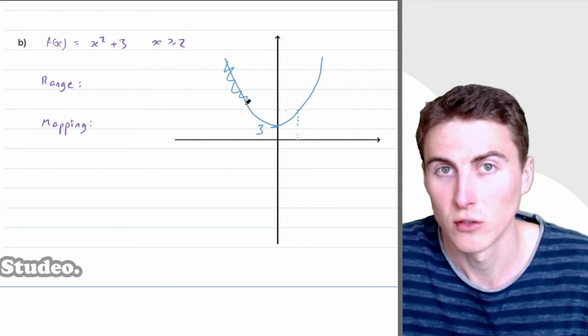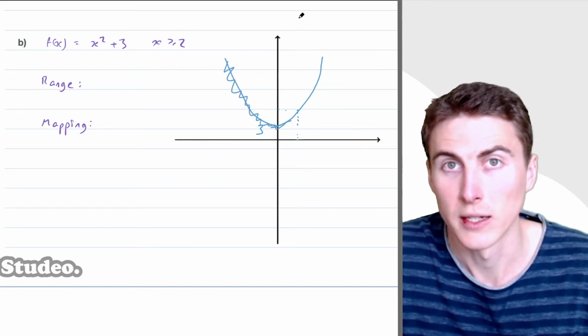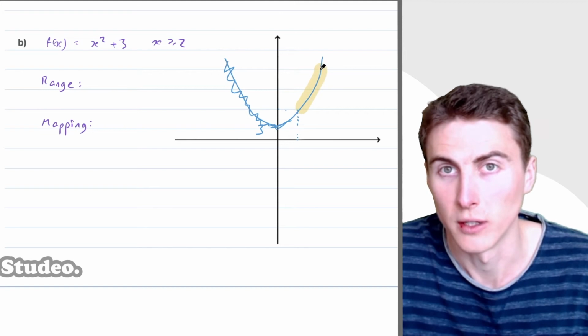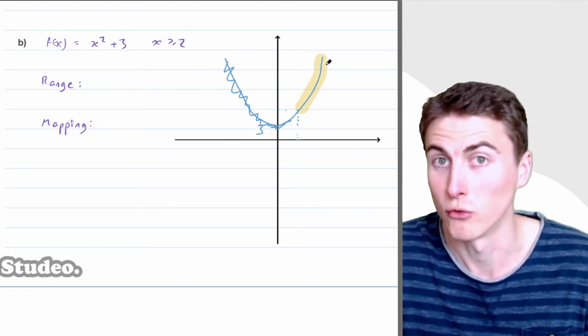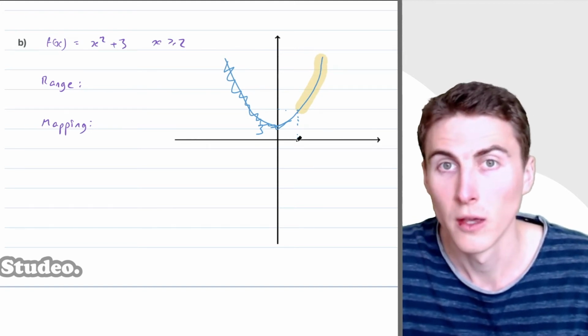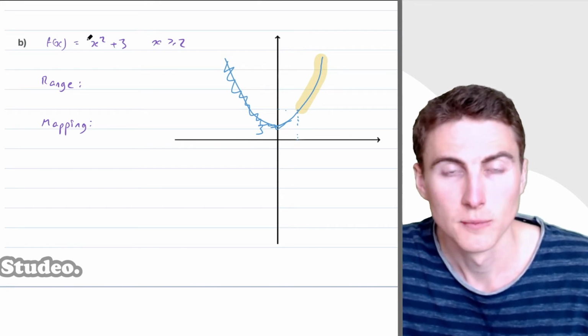So I kind of want to get rid of all of this. And I only want to draw this bit here. So if this was an exam, I'd make sure that I only draw this bit. Okay, so that's that bit drawn.